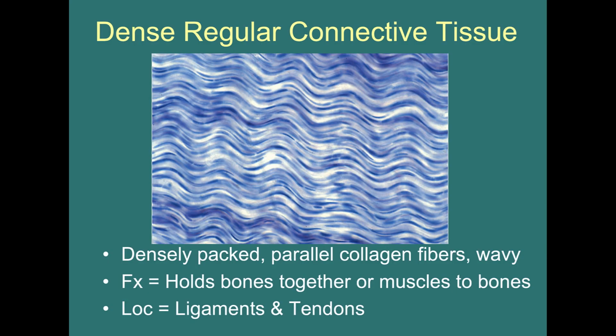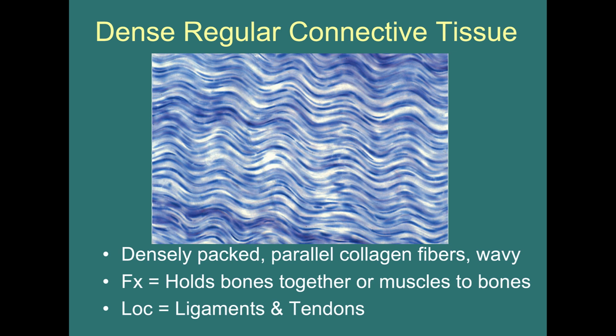What we're looking at here are these densely packed, parallel, wavy collagen fibers. So this is our dense, regular connective tissue. Lots of fibers, and it is regular, meaning it is oriented in a specific direction. So the function of dense regular connective tissue is that it holds bones together or holds muscles to bones. And so we find this in ligaments and tendons.